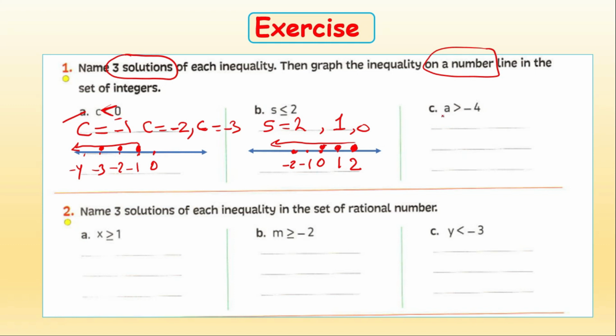Got it؟ a greater than -4. مين هو اكبر من -4؟ -3. يبقى ممكن ناخد a equals -3, -2, -1, 0 and so on. وعلى number line وهنعمل representation. أول حاجة هنكتب الزيرو -1 -2 -3 -4 and so on.